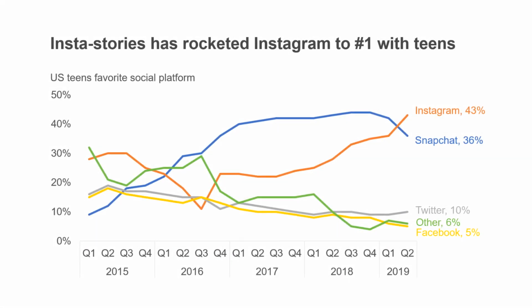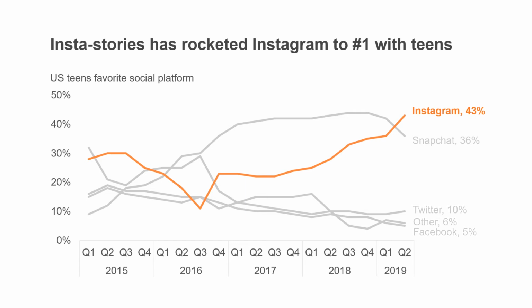Okay, back to our chart. Our story is all about Instagram. So let's make Instagram stand out by pushing the other series to the background with a neutral color. Gray is the perfect go-to color to de-emphasize supporting information that's not the main focus of your story.